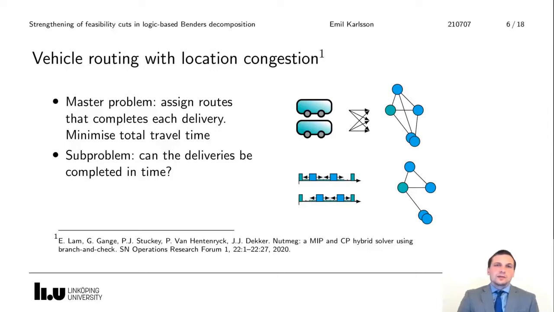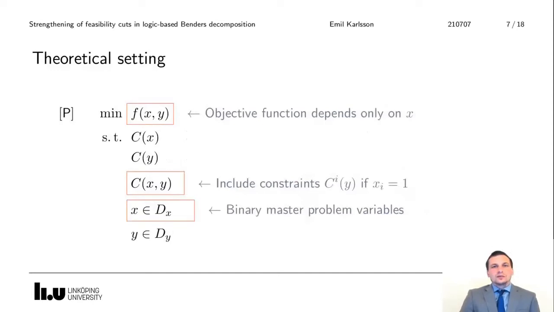So the master problem here is to assign routes such that each delivery is completed. And we want to minimize the total travel time of the vehicles. The subproblem then becomes, can the deliveries be completed in time, given these routes?